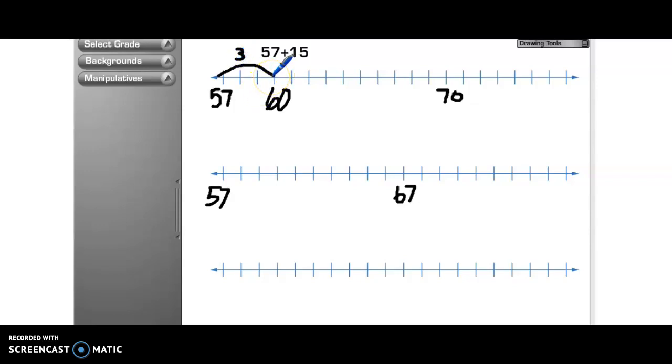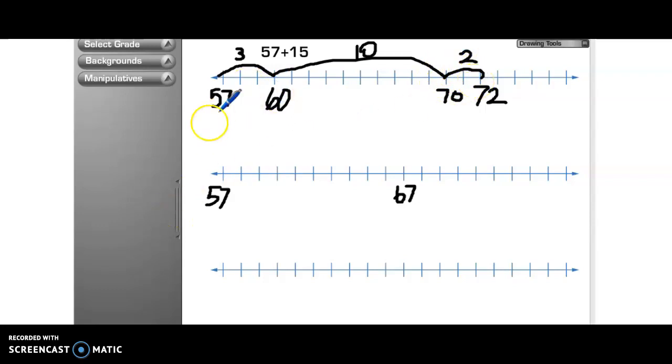Next, I'm going to add 10 because I'm going to make it just easy. So I'm going to leap over, and I know 60 plus 10 equals 70. So I'll put the 10 here. So far we've used 3 and 10. So we have 2 left over. So now I'm going to just do a little jump right here, and that'll equal 2. So my answer should be 72. Okay, because I leaped 3 to make a compatible number, I added a 10, which is another adding strategy, and then I added my final 2.